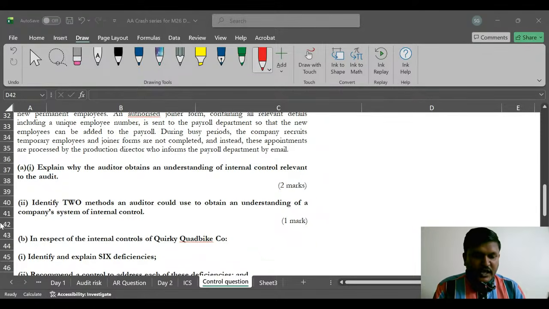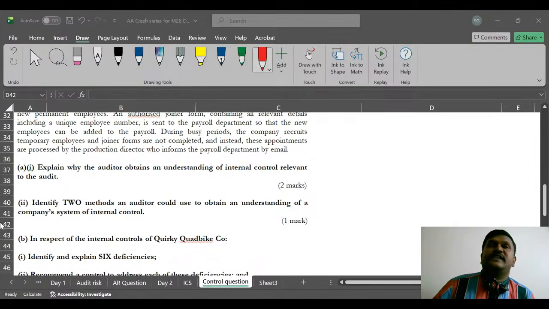Right. So now over here, sub question A is a direct question. It's an SBK question where you can easily score marks. Explain why the auditor obtains an understanding of internal control relevant to the audit.